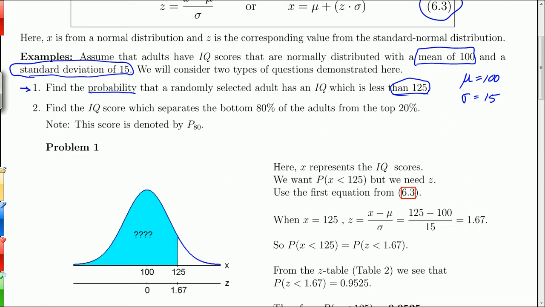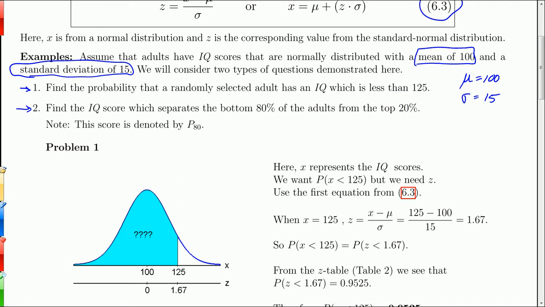The second type of question is like this. You want to find the IQ score which separates the bottom 80% from the top 20%, and we denoted that with p sub 80. So in this case, we're looking for an actual IQ score and not a probability. We're given a probability right here. So we're sort of going back and forth between x values, or IQs in this case, and probabilities. So let's take a look at this first one, right?